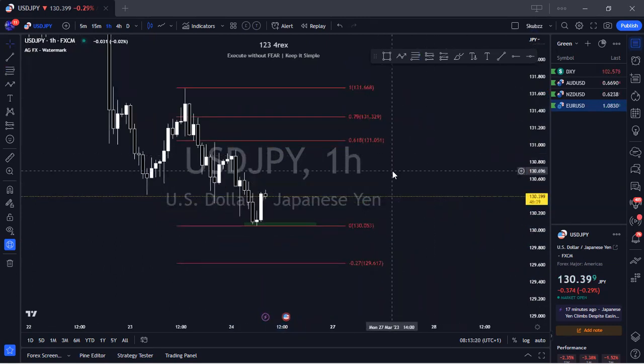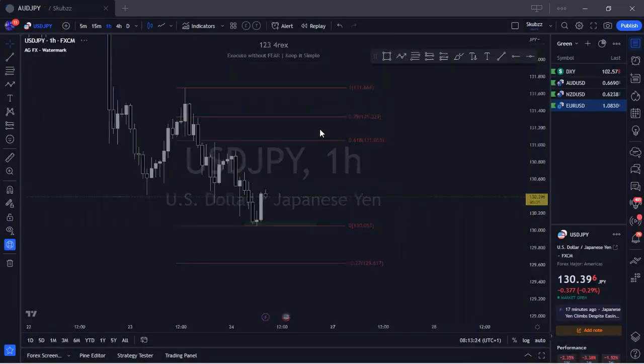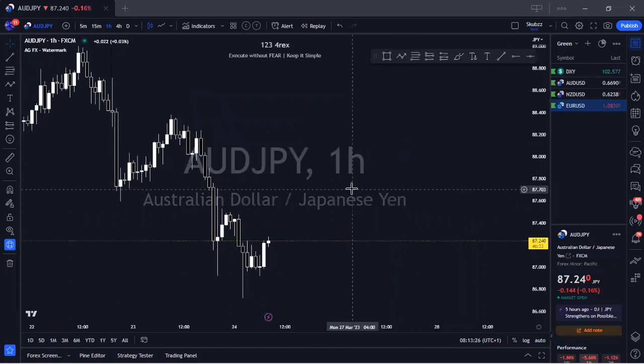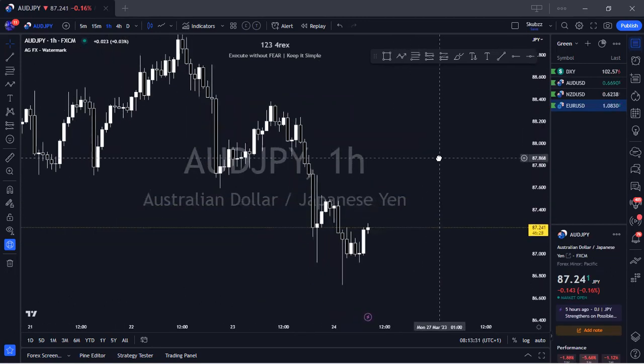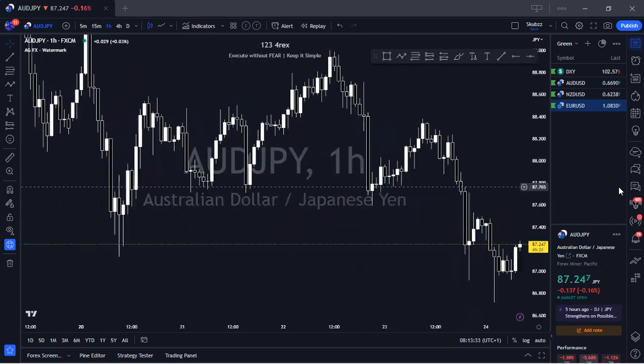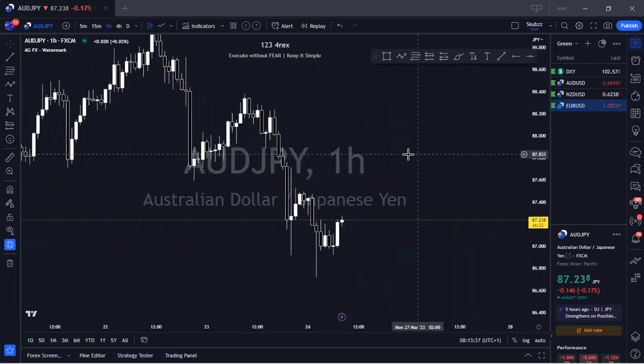Someone said AUD JPY. What's this? Why is it that all of them are just the same? Oh, this actually is tricky.